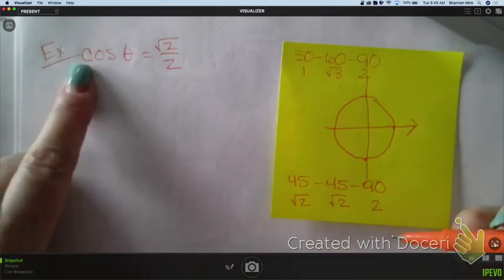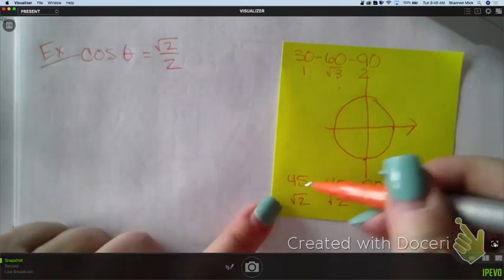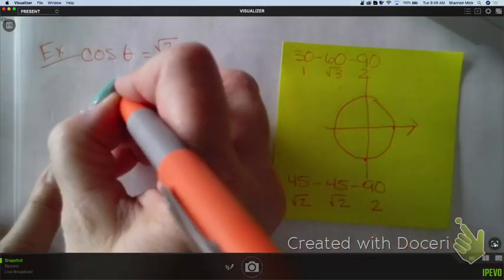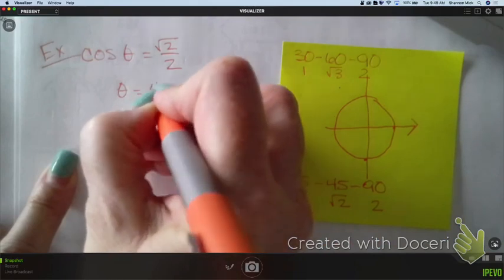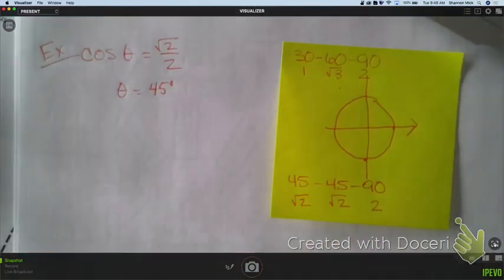So it's cosine, so it's adjacent. What's theta? 45. So anytime I ask you for theta and tell you not to use a calculator, it's 45. But wait a second, cosine is also positive where?